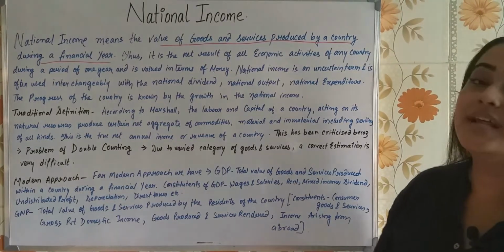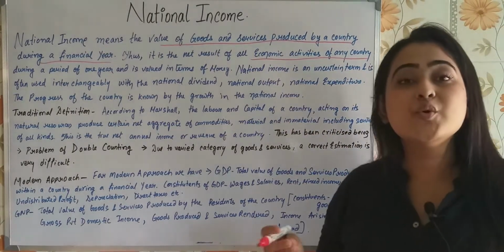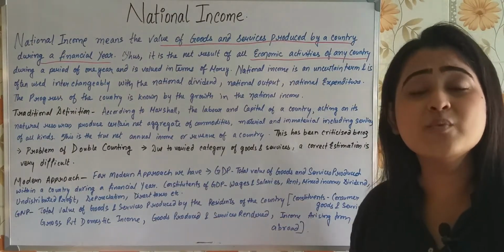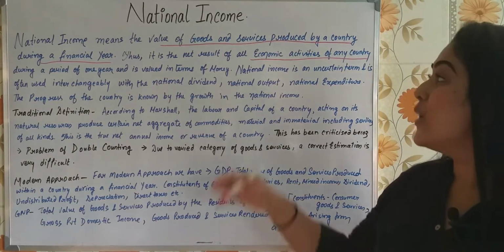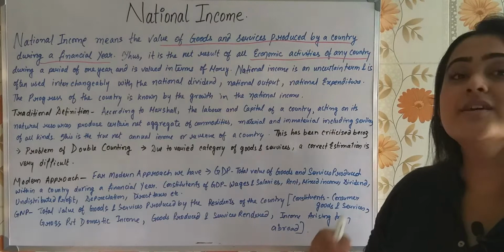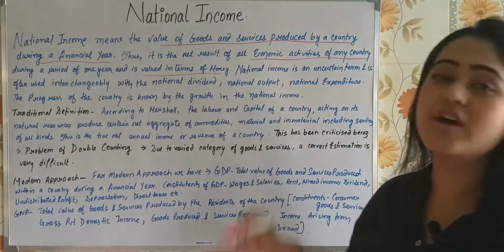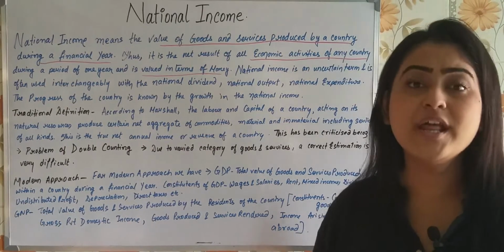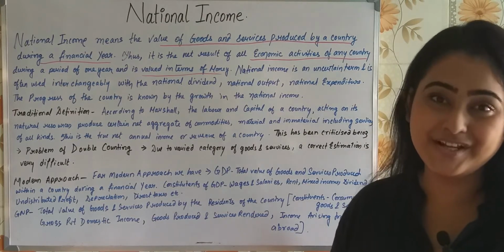Now, it is what? The net result of all economic activities of any country. It will show you all kinds of economic activities that are taking place. All the economic activities means what? All the activities related to money, sale and purchase of goods and services, isn't it? So all the economic activities are shown, the net value, the net result is shown through the national income, isn't it? So during a period of 1 year and is valued in terms of money. So whatever economic activities are done, whatever services are provided, it is converted in terms of money to understand the net value of the national income.